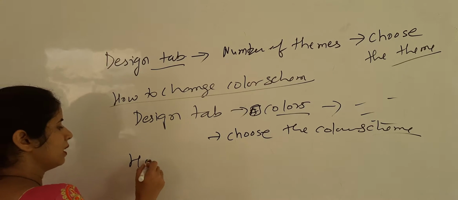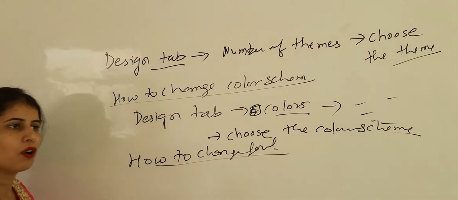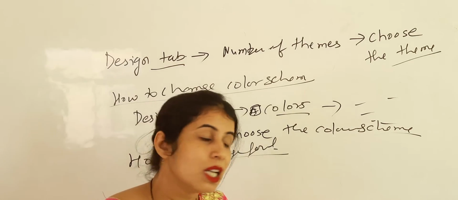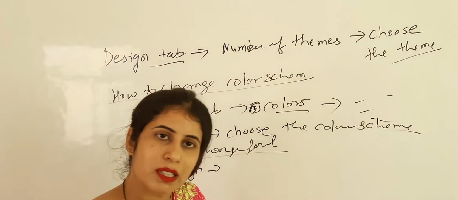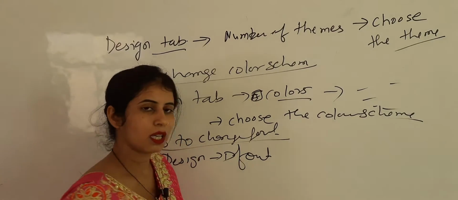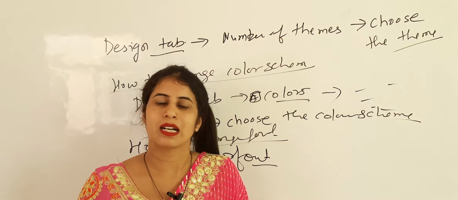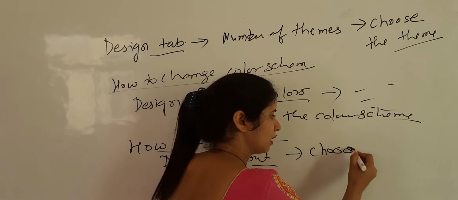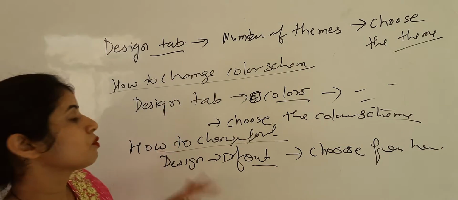The next was how to change the font. If you want to change the font of your presentation, then you will choose the Design tab. When you click on the Design tab, you will see an option, Fonts. When you click on it, it will show you the number of font styles that are available in our MS PowerPoint software. Then again we have to choose from here. This was about how to change the font.